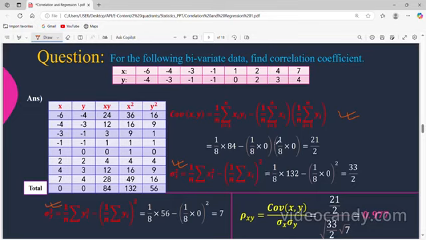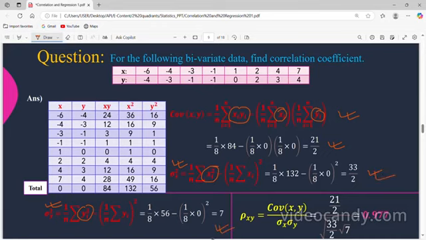So after this, we have to find out from the table the summation of x, we need sum of y, we need sum of xy, we need sum of x square, we need sum of y square. So these few columns we need. Accordingly you will arrange the table. Actually we need the sum value. So accordingly we will put the value. So you will find out covariance of xy is 21 by 2, sigma x square is 33 by 2, and sigma y square is 7.